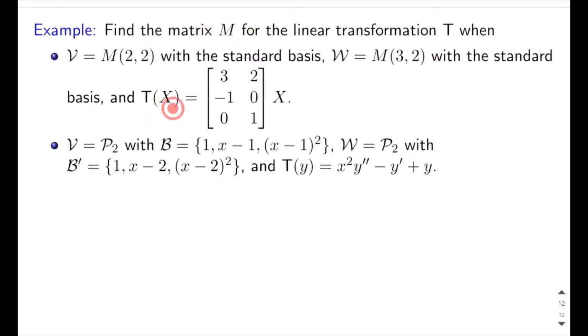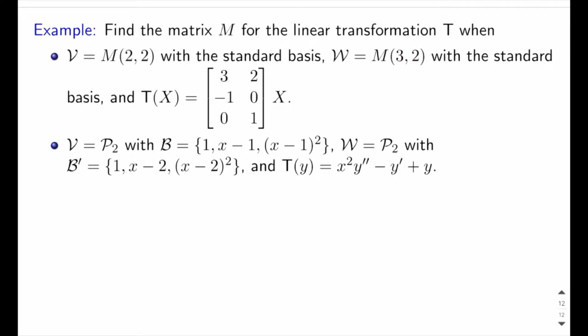Right, the linear transformation T is actually just multiplying the 3 by 2 matrix here with the vector x. And the vector x in this case is a 2 by 2 matrix. So in this case, the domain is the collection of all 2 by 2 matrices. The target space is the collection of all 3 by 2 matrices.